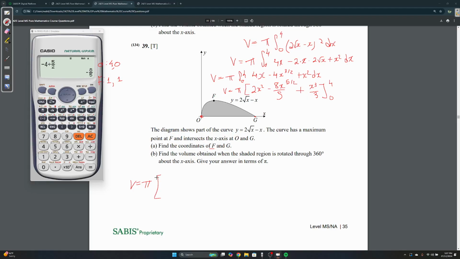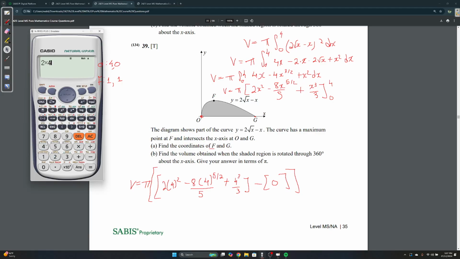Pi, open bracket, 2 times 4 squared minus 8 times 4 to the power of 5 over 2 over 5. You could put 8 over 5 times 4 to the power of 5 over 2, that's fine. Plus 4 cubed over 3 minus open bracket and just put 0. This will get you a full mark. But please make sure that the brackets are written properly. If you have an open bracket here, you should close it. The same way the calculator reads it, the human will also read it. The corrector will read it the same way.